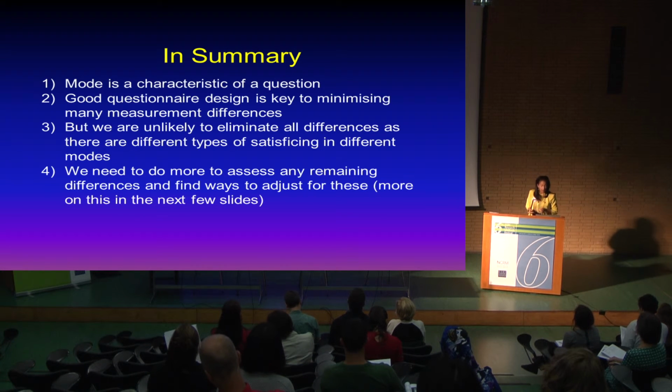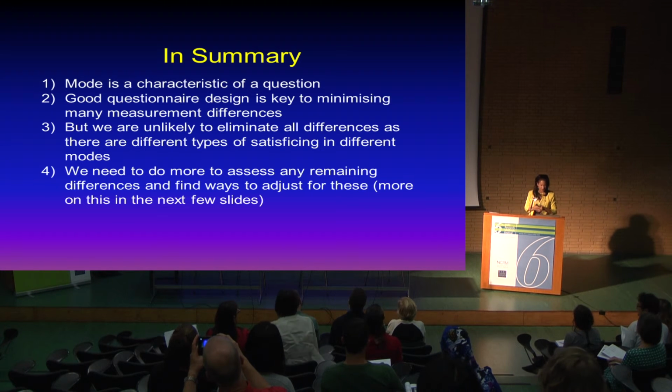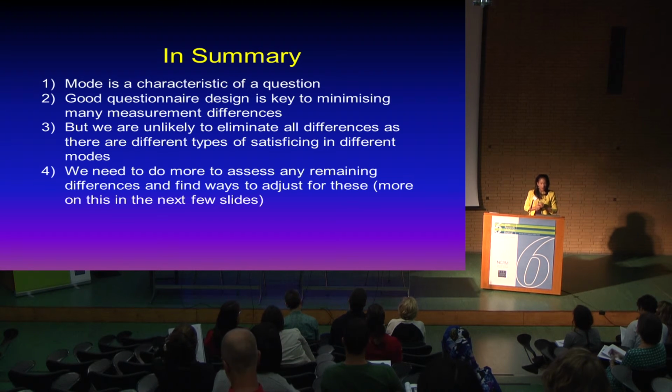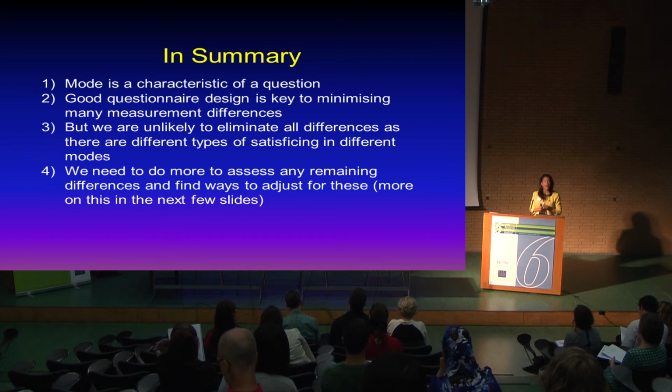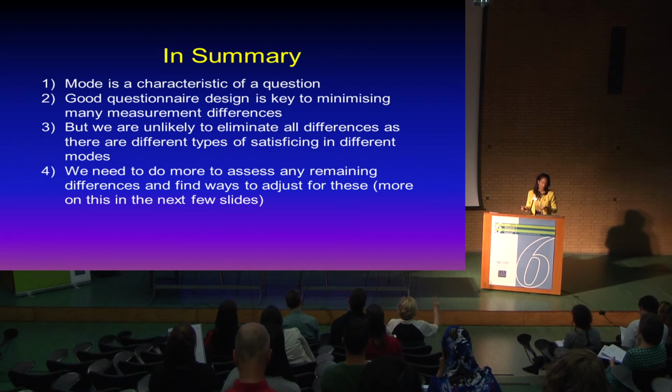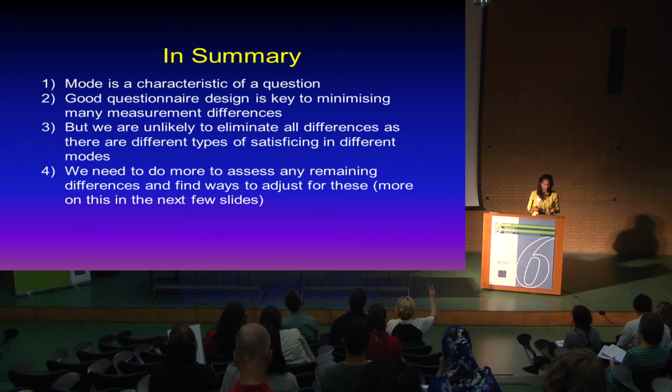So in summary, mode is a characteristic of the question. Jerry and I decided to put the same statement in there, and you can question it, which you already have. Good questionnaire design is key to minimizing many measurement differences, but we are unlikely to eliminate all differences because satisficing is different in different modes, and that's what's particularly problematic. And I hope I've shown you some examples of that. But we need to somehow assess any remaining differences and find some ways perhaps to adjust for this.